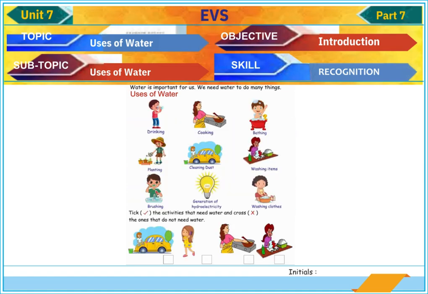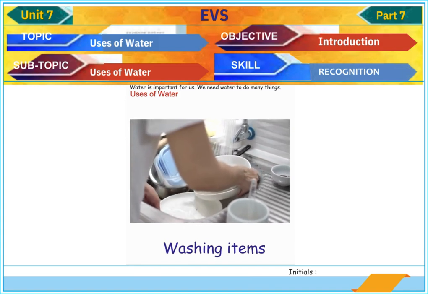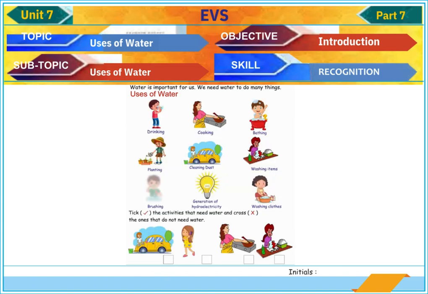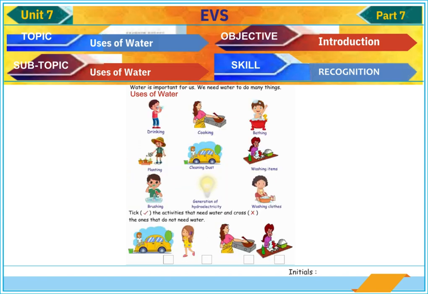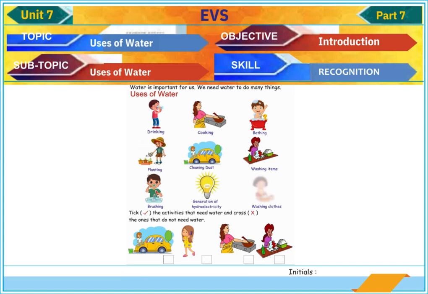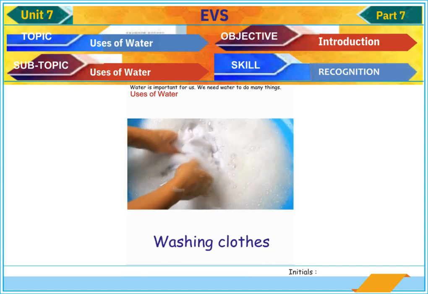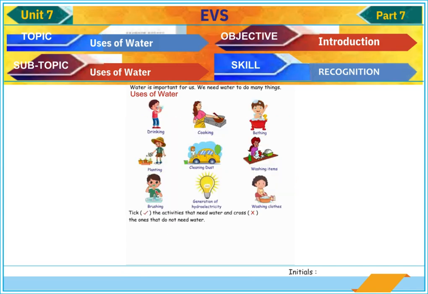Washing items, brushing, generation of hydroelectricity, washing clothes. Tick the activities that need water and cross the ones that do not need water.